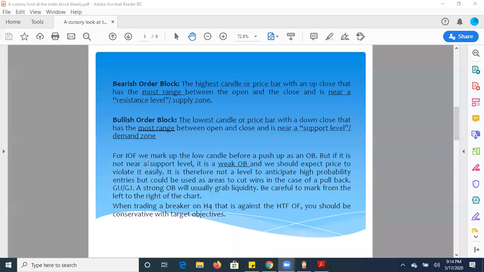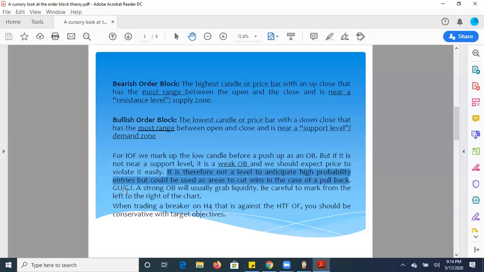We had a similar issue with UJ just this week, where we're bullish on UJ. On Thursday, we're bullish on UJ. It went all the way into the Asian session buying. Then it became bearish from the Asian session back straight down to our entry. Then gave us a new one again, a new buy opportunity. If time permits, we'll see UJ, right? So it is therefore not a level to anticipate high probability entries, but could be used as areas to cut wins in the case of a pullback.